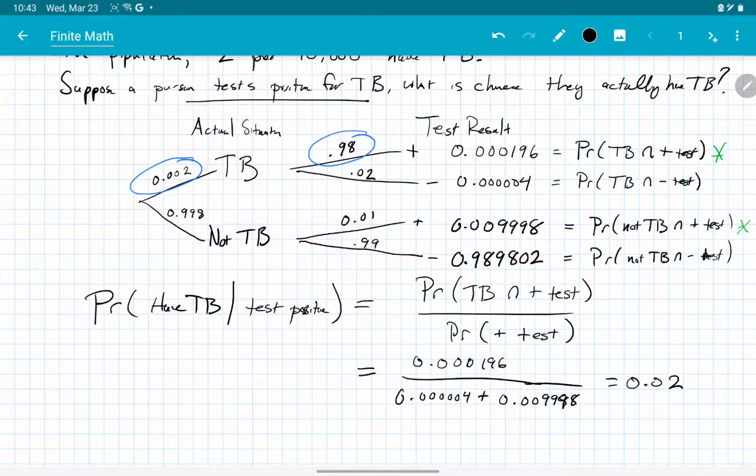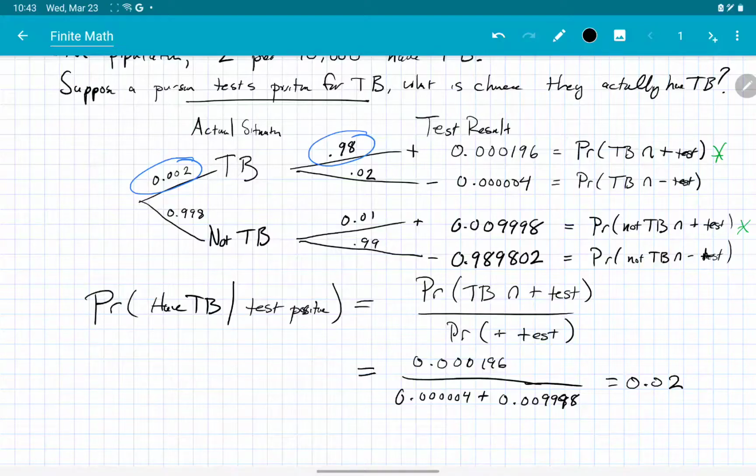Okay, the test is not perfect. And since it's very rare to have tuberculosis, it's more likely that you don't have TB and you got a positive test than that you have TB and had a positive test. Okay, these are kind of counterintuitive things. But if you want to understand medical science, you have to be able to understand probabilities like this and situations like this. Caleb, why did you use those two numbers on the bottom?